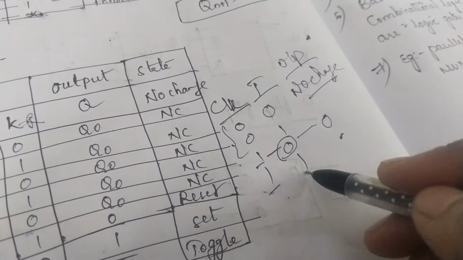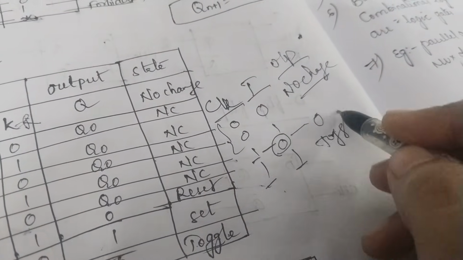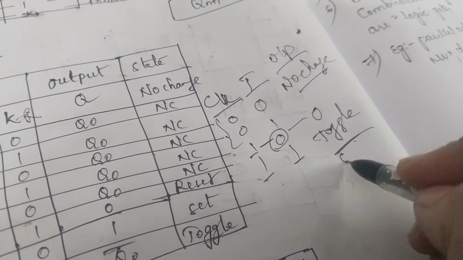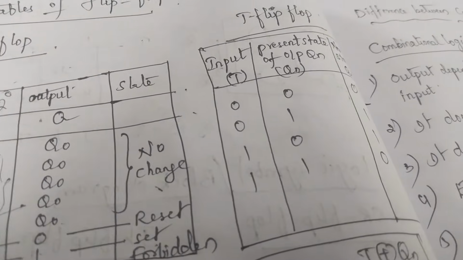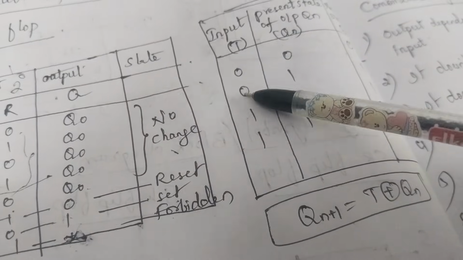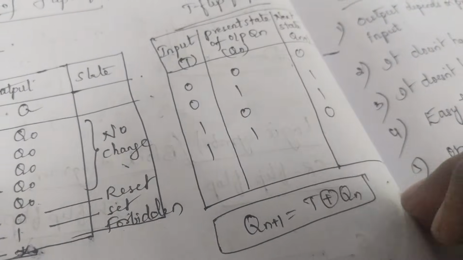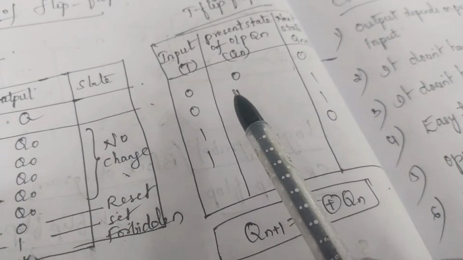But if clock is 1 and T is 1, then the output is toggle. That is Q bar you'll get. This is another truth table for your T flip-flop, so you can write either this one or this one. Here input is T 0 0 1 1, present state output is Qn 0 1 0 1. Then the next state output will be, see here, just like an XOR gate.